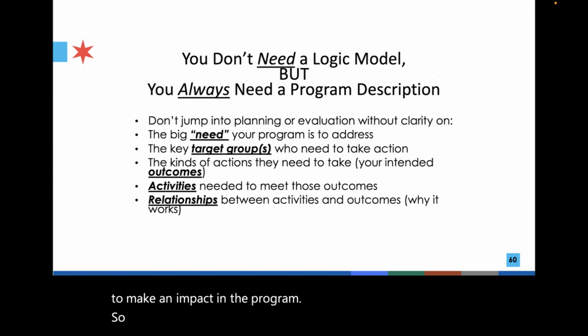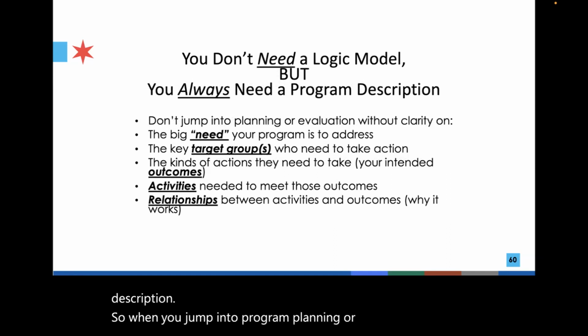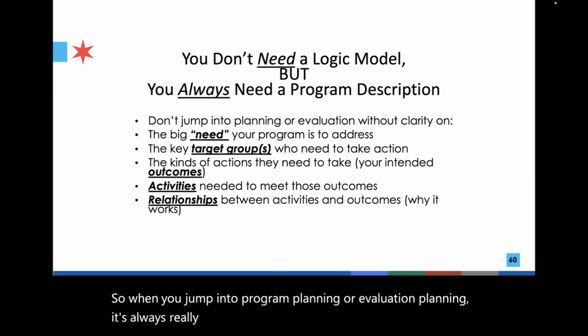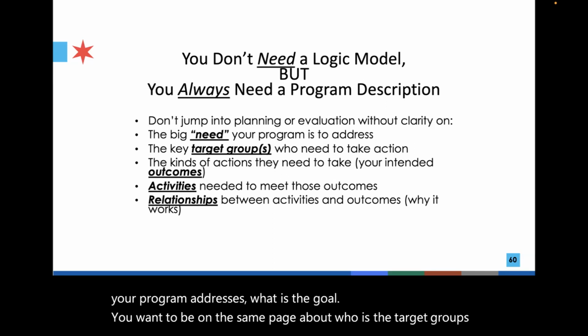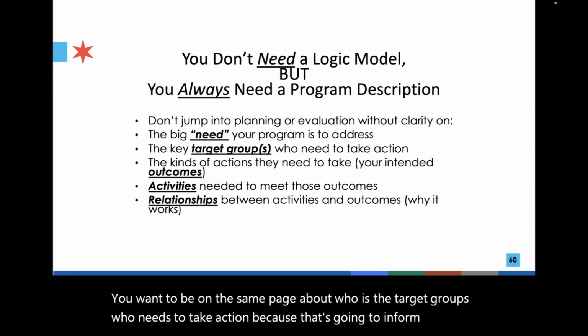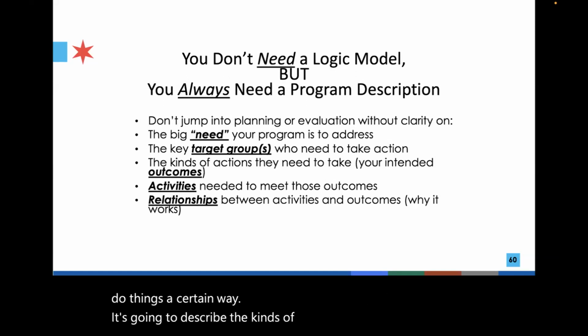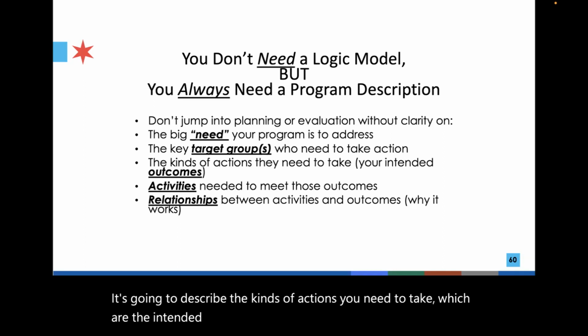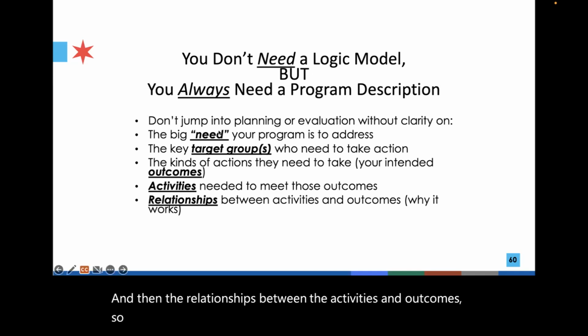So you don't need a logic model, but you always need a program description. So when you jump into program planning or evaluation planning, it's always really helpful to be on the same page about what need your program addresses. What is the goal? You want to be on the same page about who the target groups are. Who needs to take action, because that's going to inform why you do things a certain way. It's going to describe the kinds of actions you need to take, which are the intended outcomes. And it's going to describe the activities to meet those outcomes. And then the relationships between the activities and outcomes. So why it actually works.